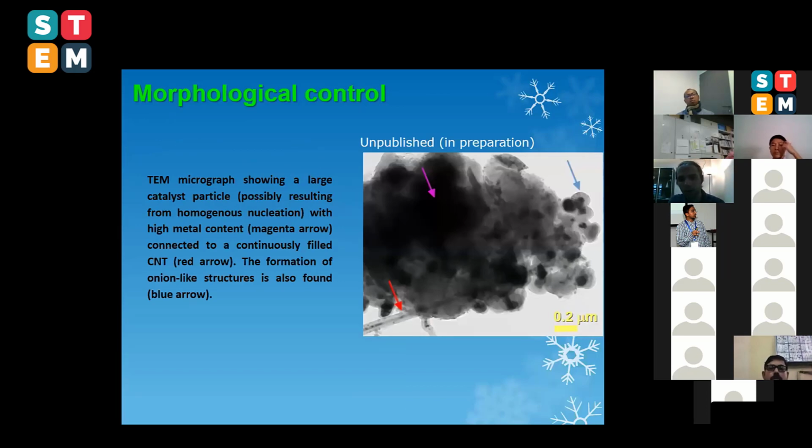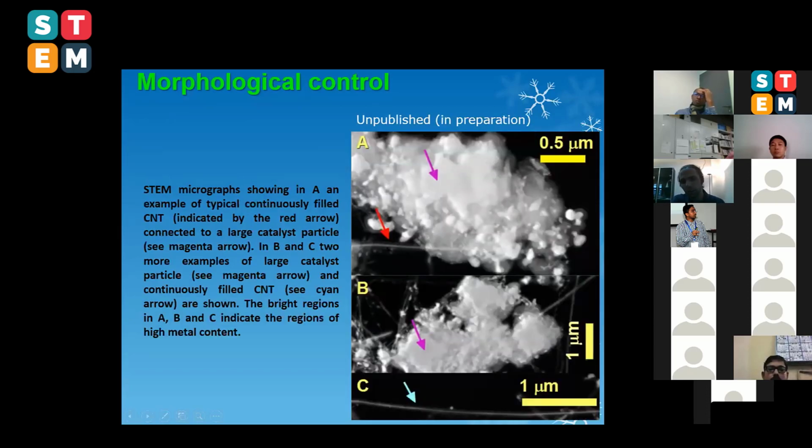And what we found is also a connection between these filled carbon nanotubes and the large micrometer scale particles. You can see here there is a continuously filled carbon nanotube indicated by a red arrow, and here with this magenta arrow, you can see the high metal content of the large particle. So it looks like an open growth mechanism, since these two things are connected. It looks like there could be catalyst migration also from these large particles. So in C, you can see also this example of a continuous filling. This is an STEM image, which mostly shows you with different contrast the heavy components, the atomic number contrast here.